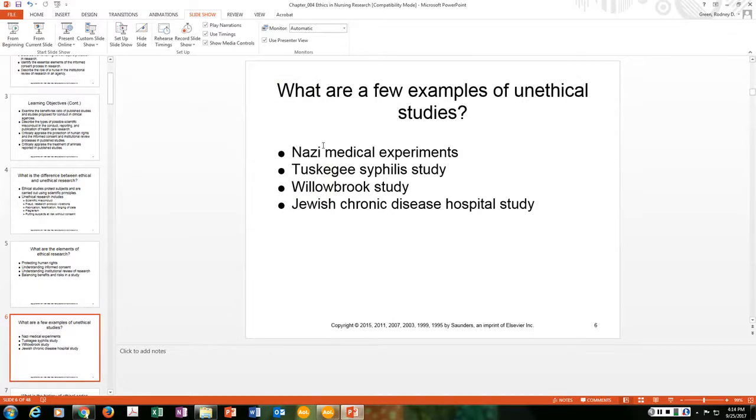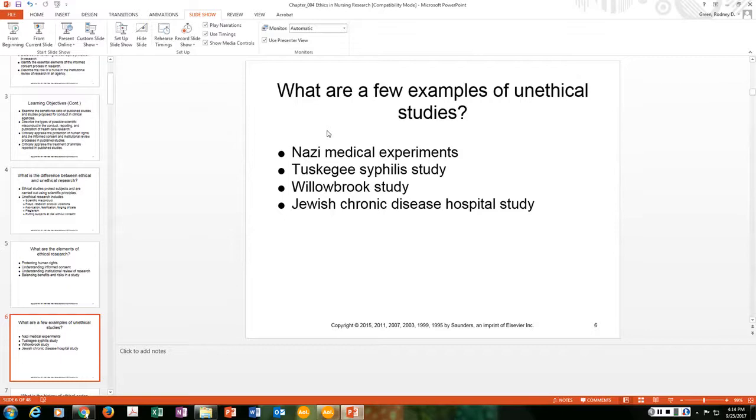The Nazi medical experiments. Between 1933 and 1945, in Nazi Germany, unethical researchers used Jewish prisoners in concentration camps to conduct experiments on sterilization, euthanasia, surgical procedures, exposing the prisoners to harm.